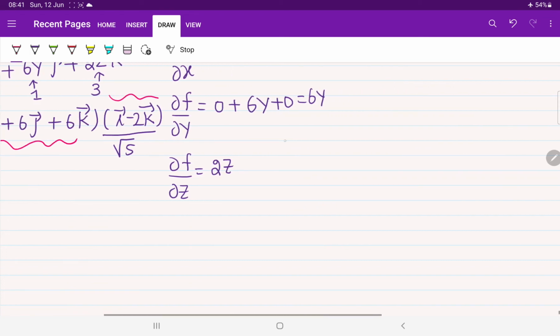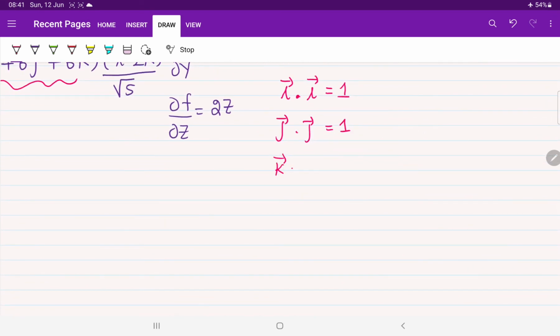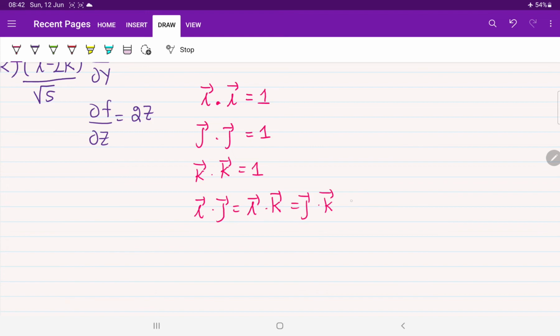Always remember, in vector multiplication, the product of i vector dot i vector will be equal to 1. Similarly, j vector dot j vector will be equal to 1. Similarly, k vector dot k vector will be equal to 1. All other types of products will be 0. All other types means what? i dot j, i dot k, j dot k, k dot j, whatever the other combination, all other combinations are going to be 0. Only i with i will give you 1, j with j will give you 1, k with k will give you 1.